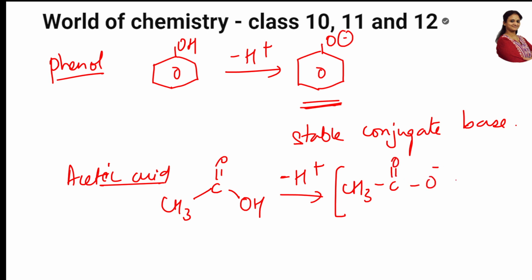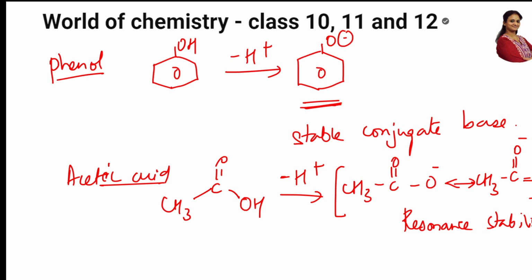Yes. Now this is resonance stabilized to this, because of the shift of the pi bonds. So these two structures are resonance stabilized. Now you only tell me, in case of acetic acid, there is formation of a stable conjugate base, as with phenol. But here in this particular case, the carboxylic acid is resonance stabilized.